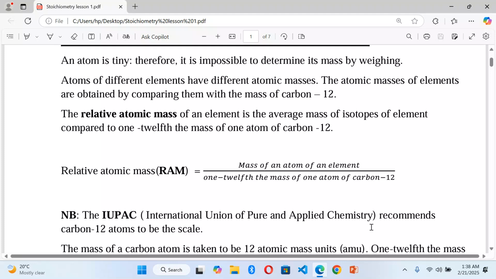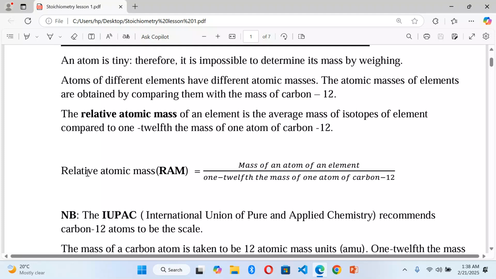NB: IUPAC, which is the International Union of Pure and Applied Chemistry, recommends carbon 12 atoms to be the scale. This is something which has been agreed internationally. A group of people came together and agreed on what they could use as the scale, and the IUPAC system recommends carbon 12 to be the scale.